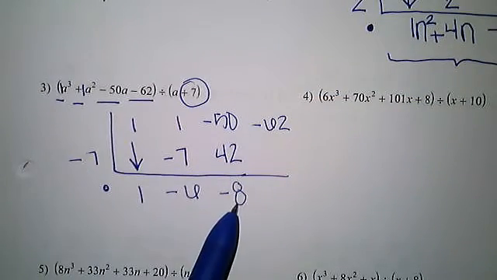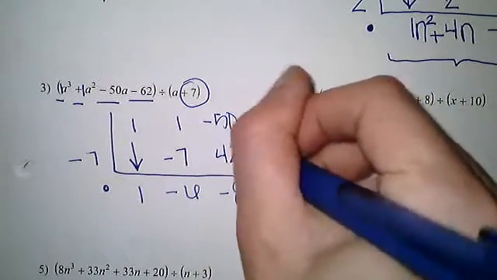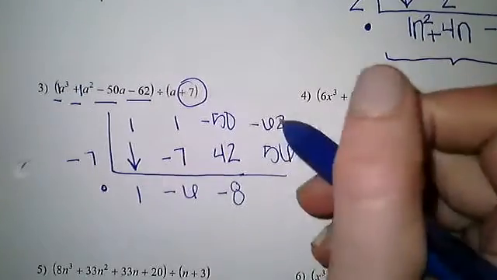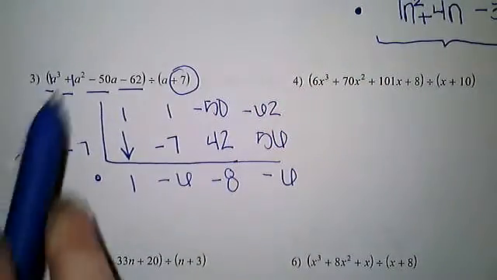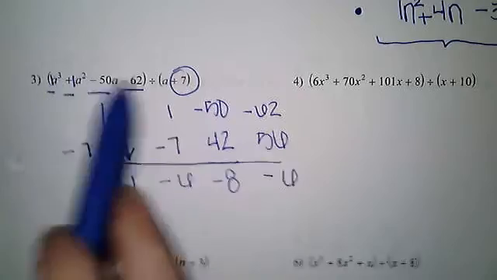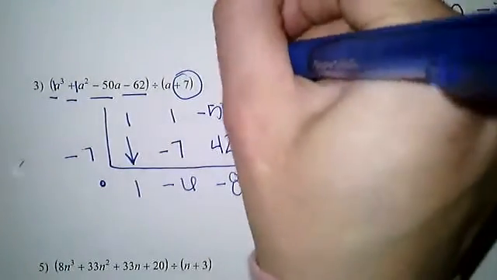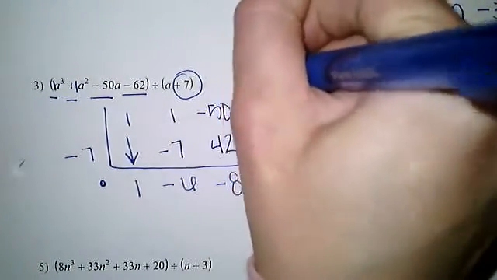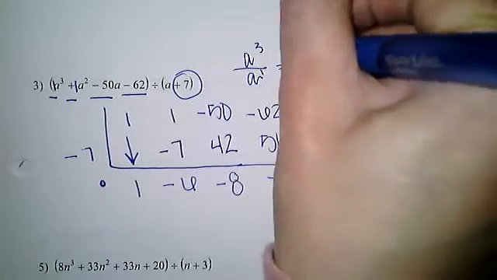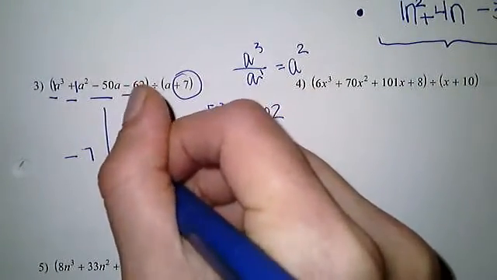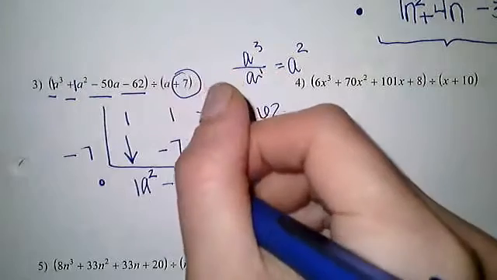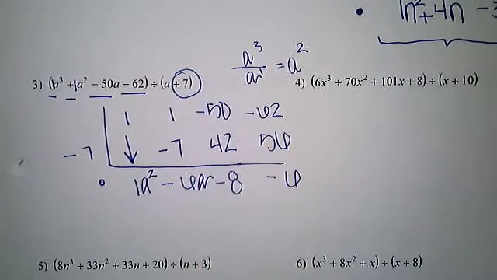-7 times -8 is 56. And negative 62 plus 56 is negative 6. So we look at our first term divided by our first term. So we have an A3 divided by A1, which is A squared again, just like the last one. So we have an A squared, and then we count our way down.